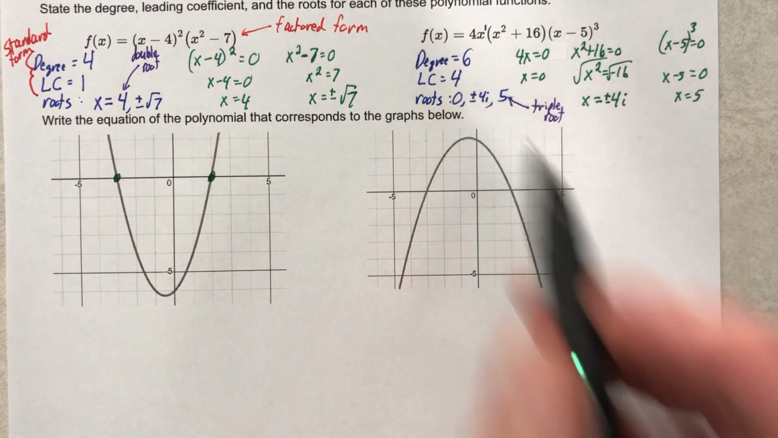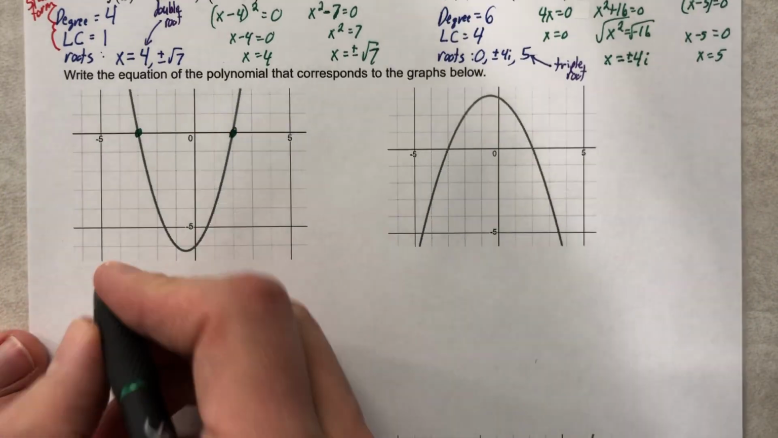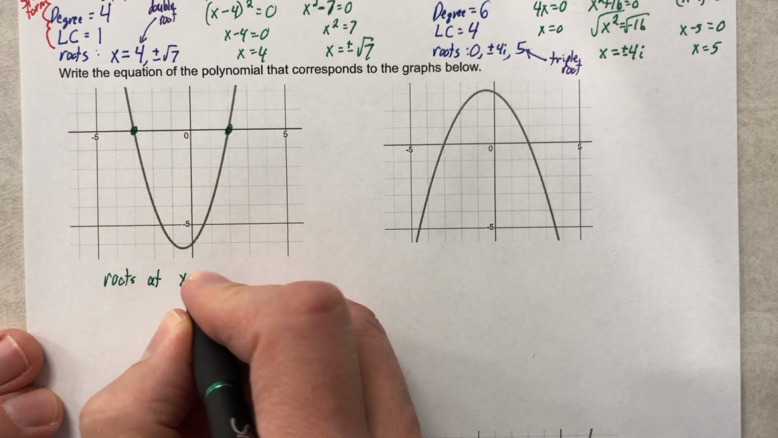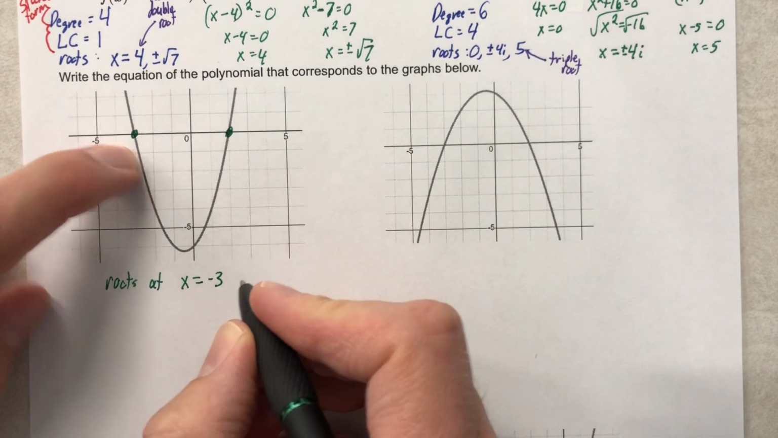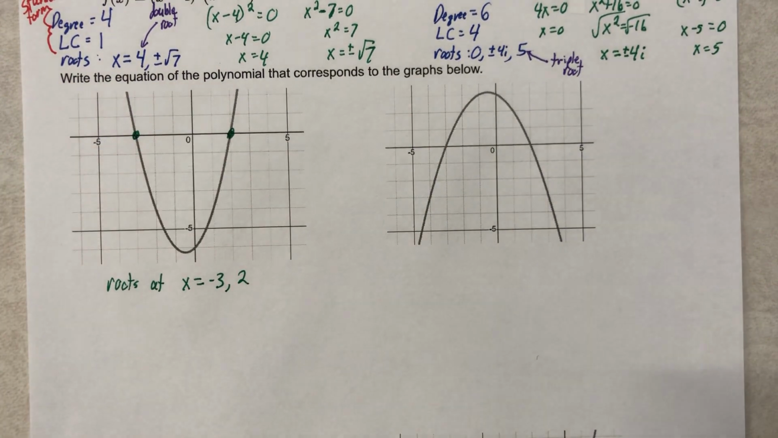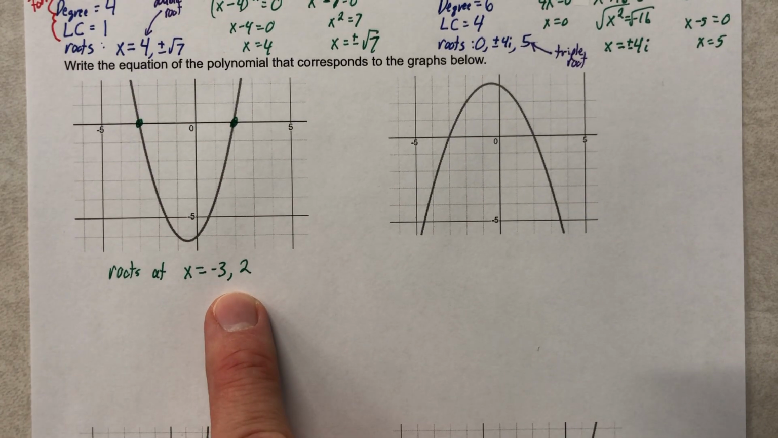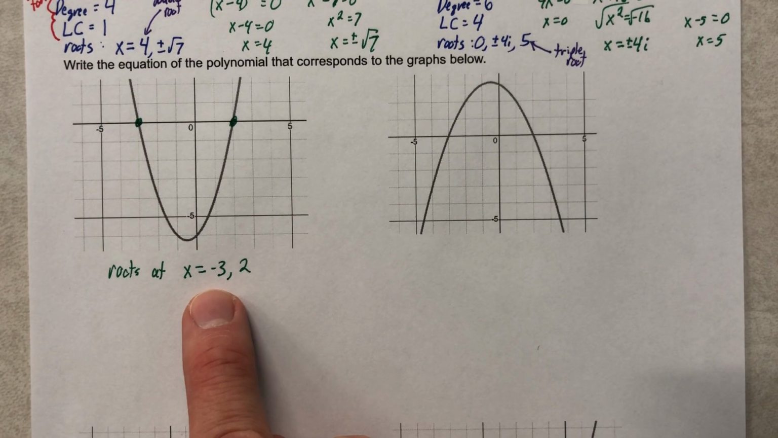Now, what about degree, leading coefficient? Let's not play that game. Here's what I know. I know I have roots at x equals -3 and at x equals +2. Okay, that's all I know so far. There is more to know. We'll dabble with that later. But in the meantime, this is what I know. Okay, good to know. I can reverse engineer a polynomial that will have those roots.